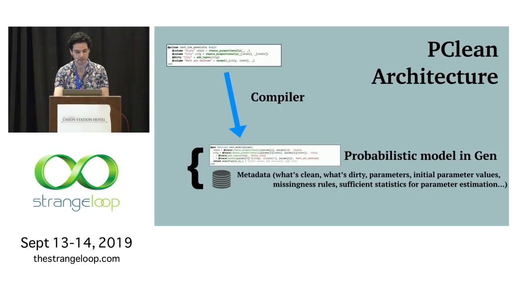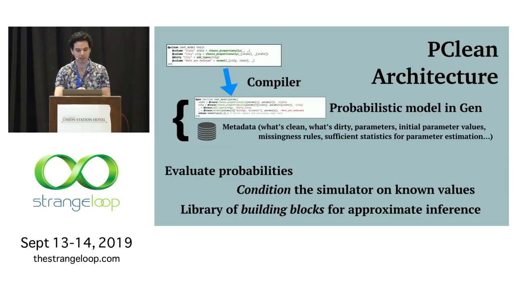because none of that is built into Gen. But what we get by having this probabilistic model represented in Gen is that it gives us the ability to evaluate probabilities, to express the operation of conditioning our simulator on known observed values, and most importantly, it gives us a library of building blocks for approximate inference.